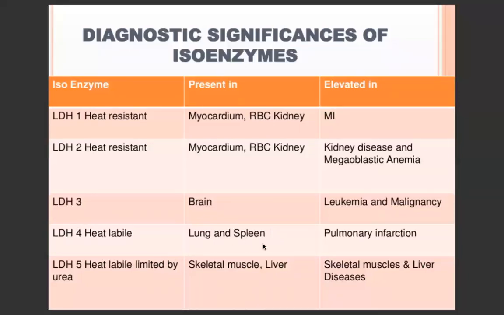LDH4 is present in lung and spleen. LDH5 is present in skeletal muscle and liver.